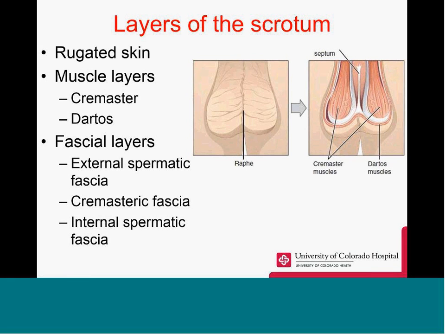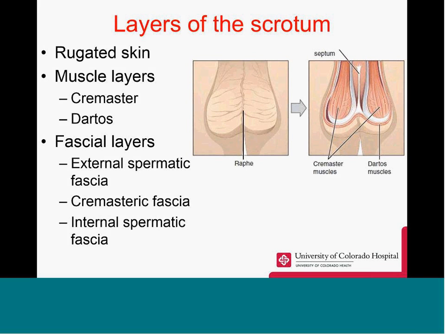There are several layers of the scrotum. First is the rugated skin. We have muscle layers, the cremasteric and dartos muscles, and then we have several fascial layers. We have the external spermatic fascia, the cremasteric fascia, and the internal spermatic fascia.